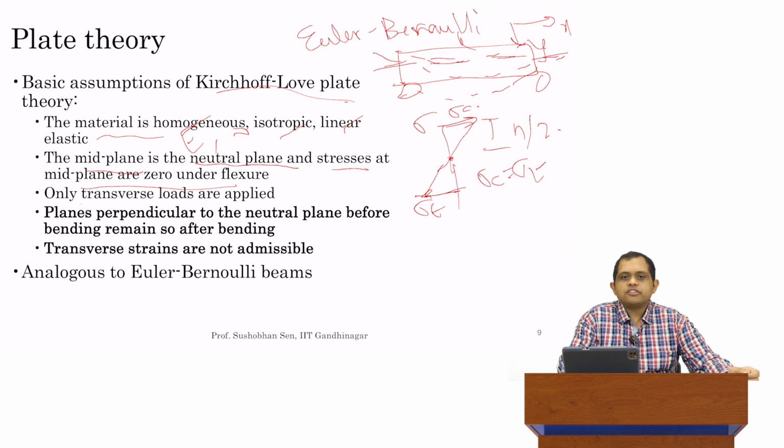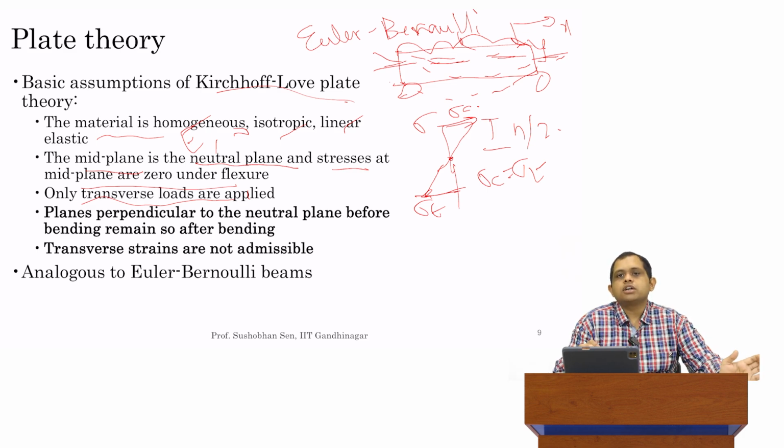The third assumption is relatively simple. Only transverse loads are applied. So as you know, when we analyze Euler-Bernoulli beams, whether it's a concentrated load or a UDL, all the loads are only being applied along the y direction, which we call the transverse direction. And the other direction, x direction, is called the longitudinal direction. So we only apply loads along the transverse direction. That's something we already studied in Euler-Bernoulli beams.